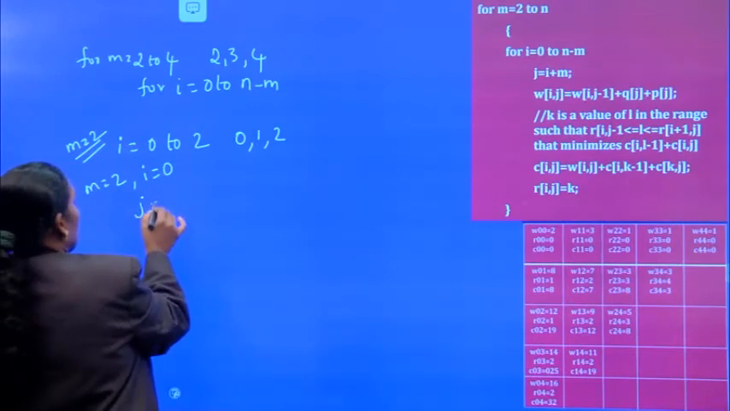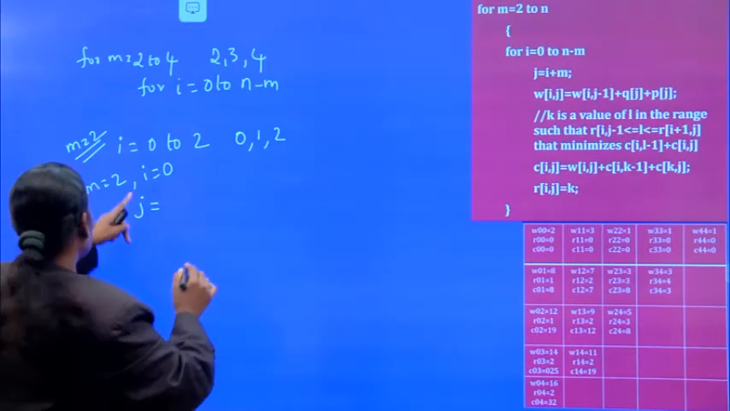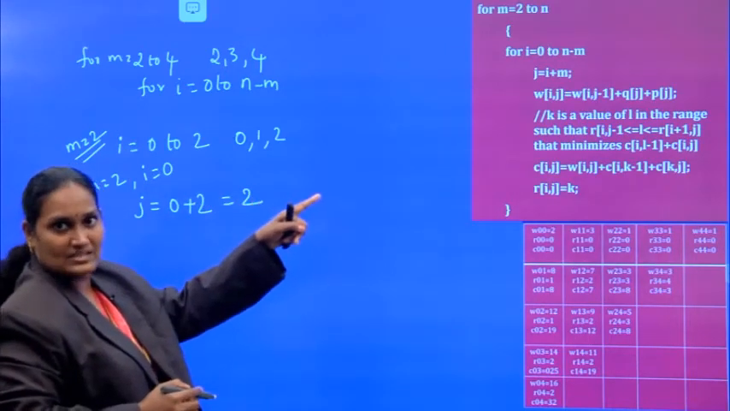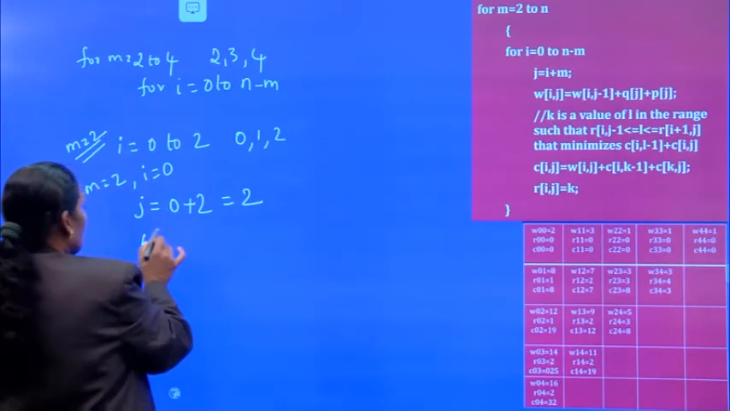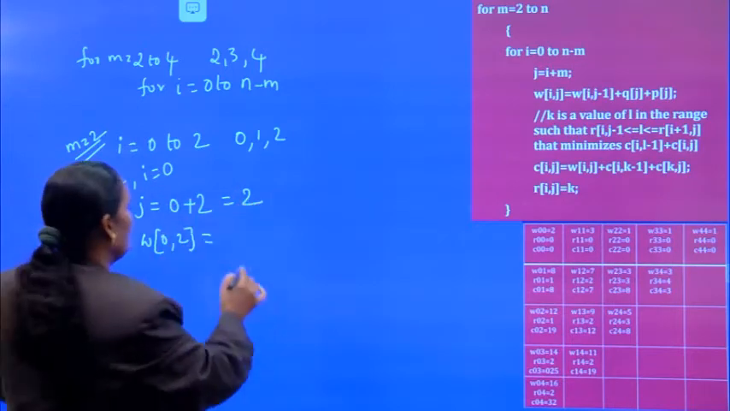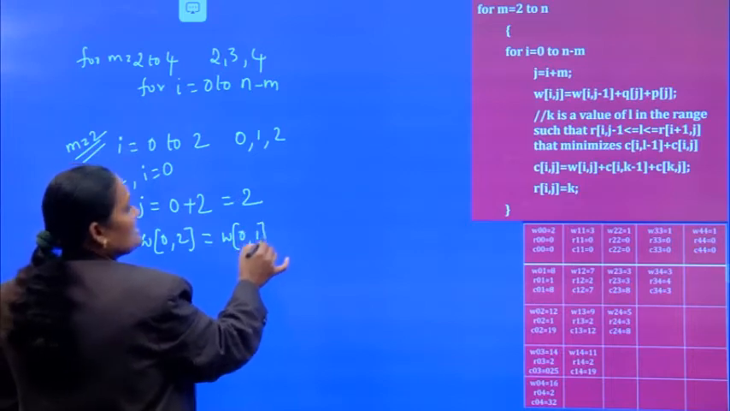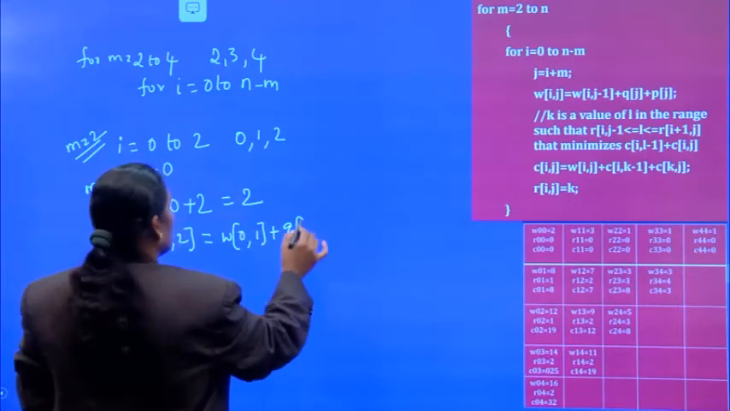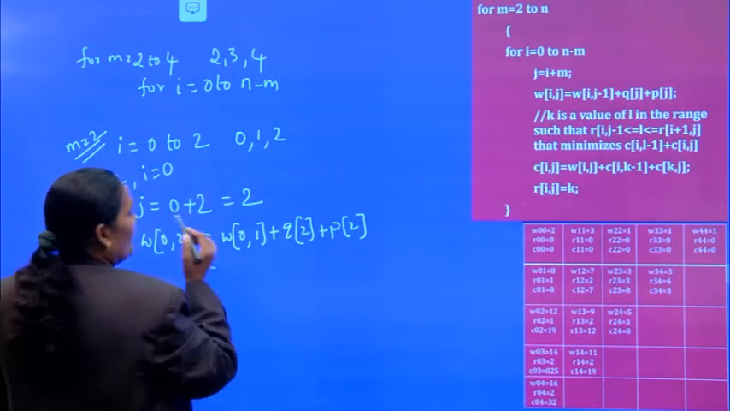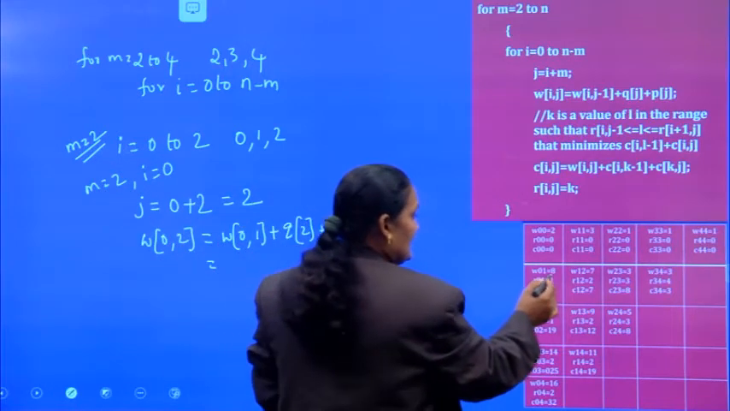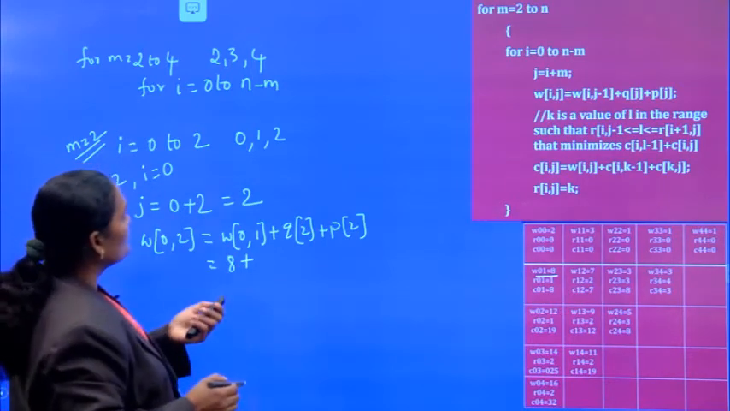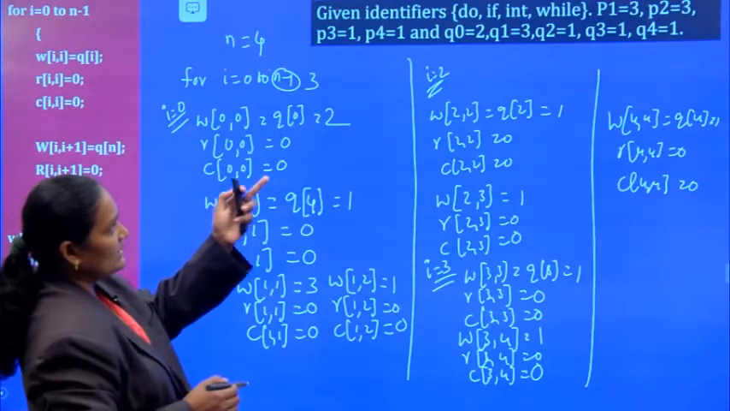Now in this case j is equal to i plus m. What is i? 0 plus m is 2, which is nothing but 2. Here j value is 2. What is Wij? i is 0, j is 2. W02 is equal to W(i, j-1), that is W01, plus Qj, which is nothing but Q2, plus Pj, which is nothing but P2. Now here what is W01? We already calculated W01, which is nothing but 8. 8 plus what is the value of Q2? Here we have the value of Q2. What is Q2? 1.